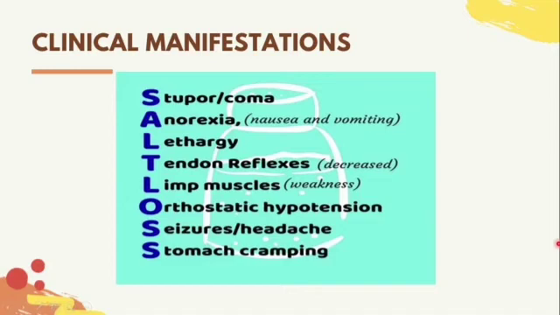For the clinical manifestations of hyponatremia, it is primarily neurologic. This is due to the development of cerebral edema within a rigid skull. Early symptoms include nausea, headache, and vomiting. A mnemonic that will help us remember would be SALT LOSS. This includes stupor, anorexia with nausea and vomiting, lethargy, decreased tendon reflexes, limp muscles or weakness, orthostatic hypotension, seizures, headache, and stomach cramping.